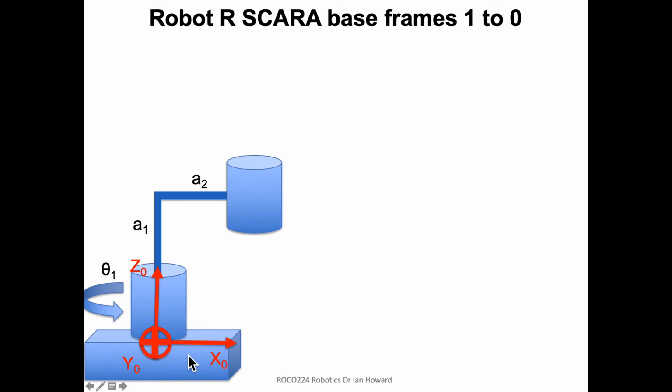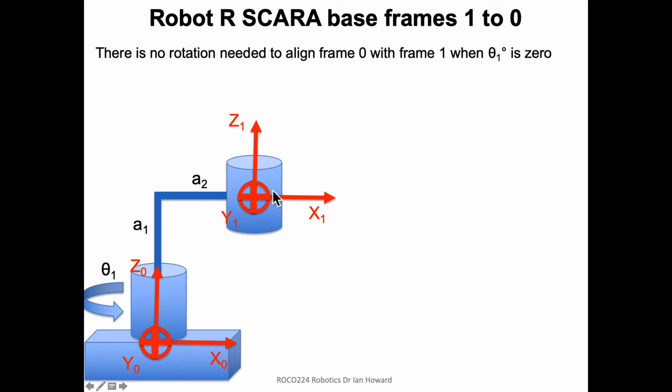And what we'll need to do is put another frame on. This is going to be frame 1, which represents the rotation, normally it would be rotation around this second axis, but we want to be able to map from frame 1 back to frame 0, bearing in mind that we can also rotate this by theta 1, and we've got this offset A1 and we've got this offset A2.